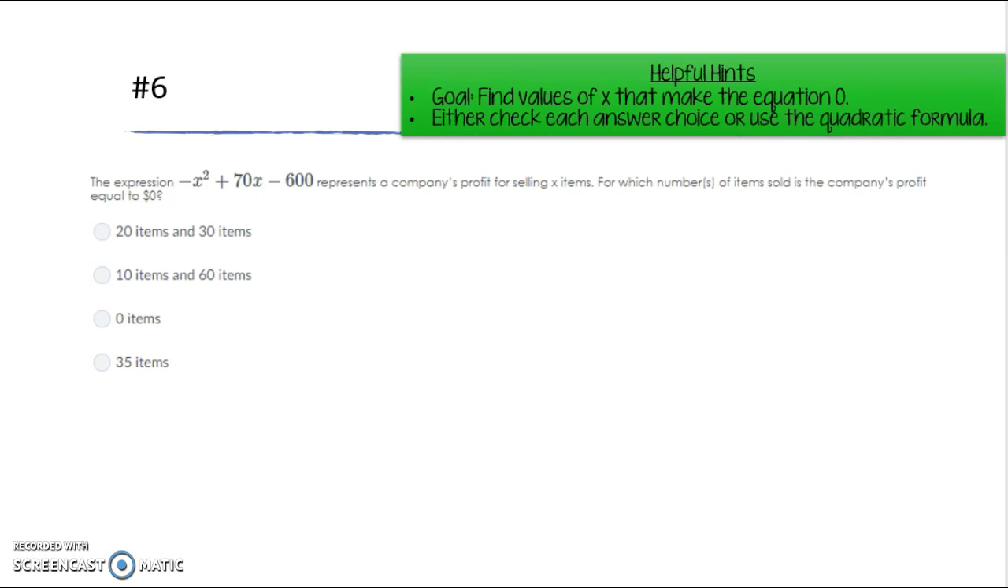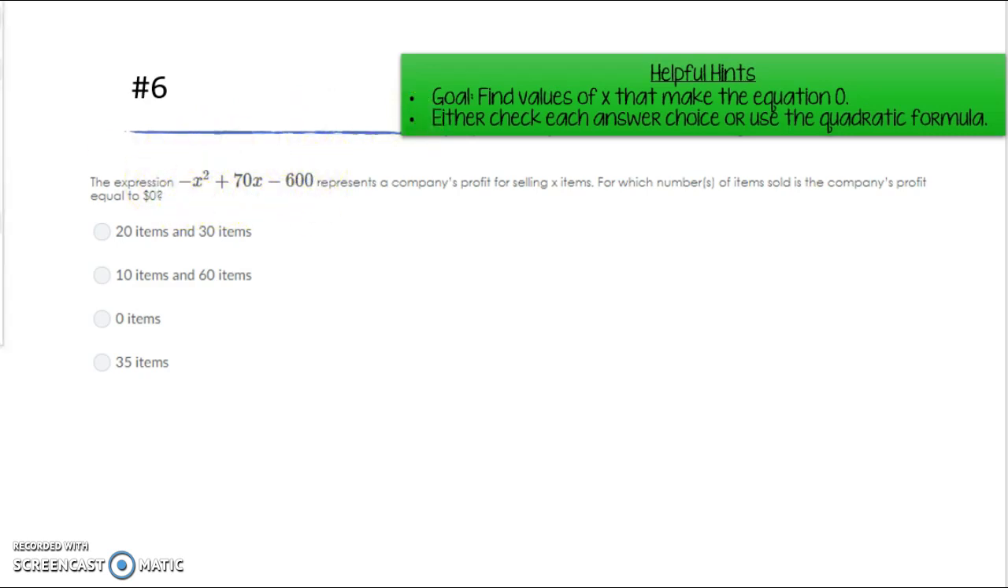Number 6, the expression negative x squared plus 70x minus 600 represents a company's profit for selling X number of items. For which numbers of items sold is the company's profit equal to 0? So your goal is to find values of X that make this equation equal to 0. You have some choices on how you can do that. You can either check each answer into the equation by plugging it in, see which ones give you an answer of 0, or you can use the quadratic formula to solve this equation right here.